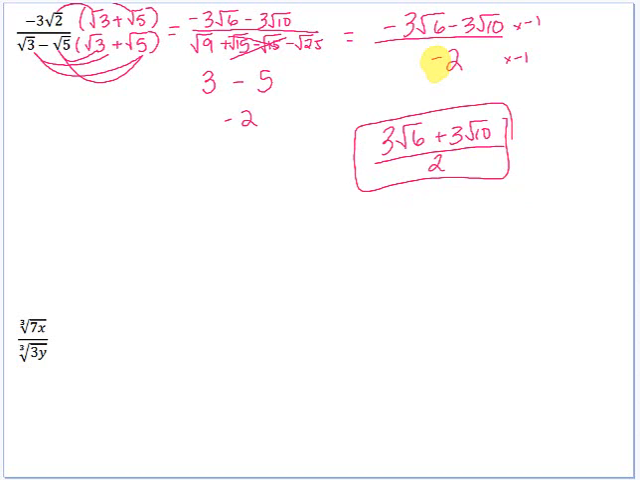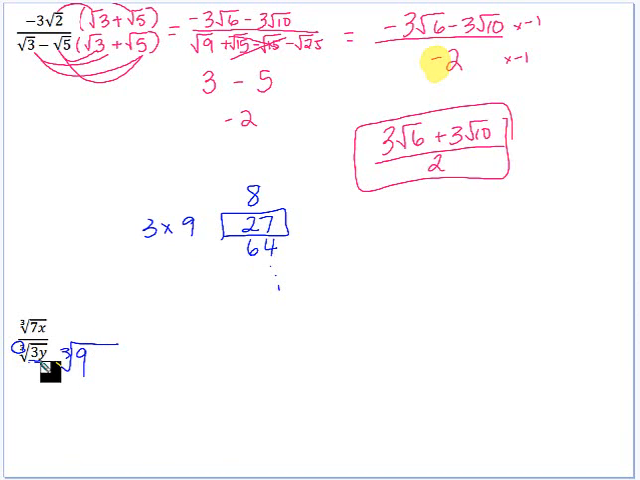And last but not least, we have the cubed root of 7x over the cubed root of 3y. Since this is a cubed root, we need to make the 3 into one of our perfect cubes. So 8, 27, 64, and so on. Well, we know that we can make the 3 into 27 by taking 3 times 9. So here we're going to multiply this by the cubed root of 9.